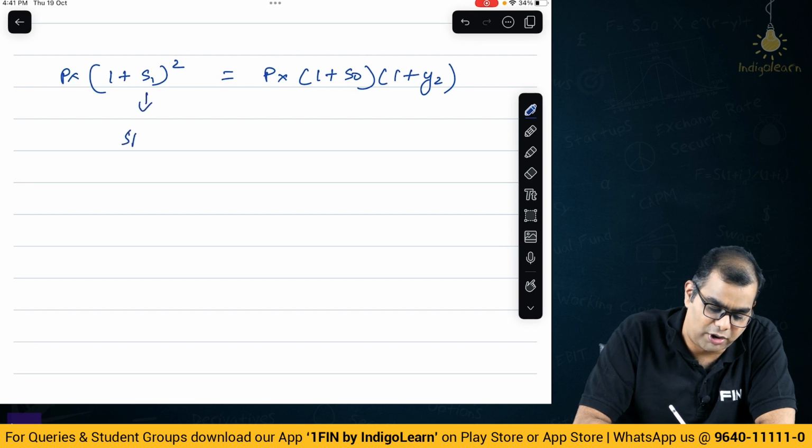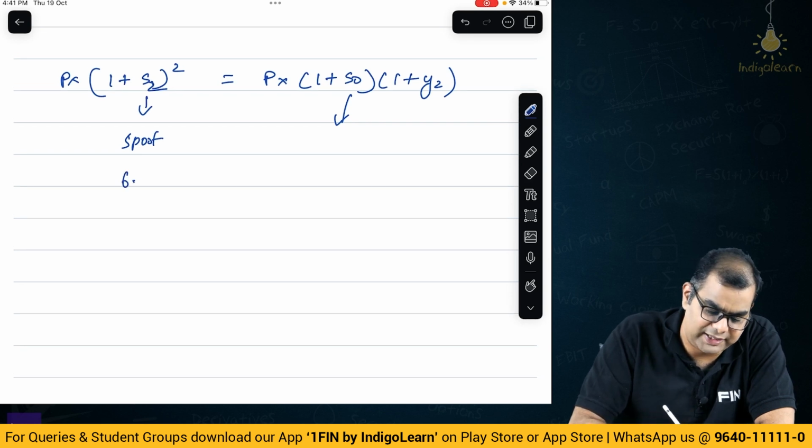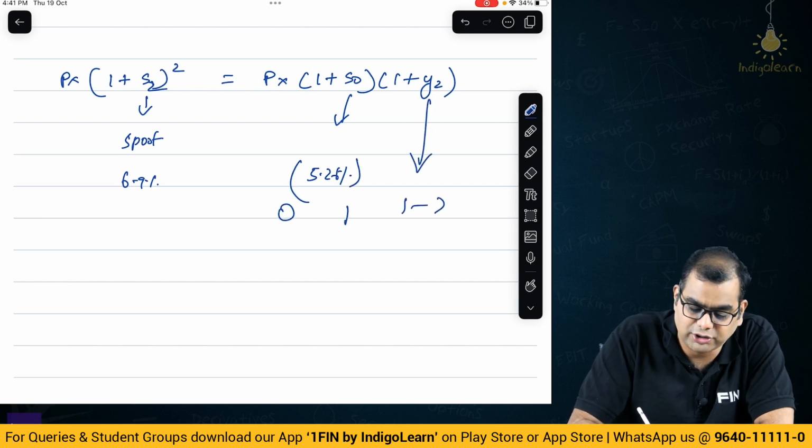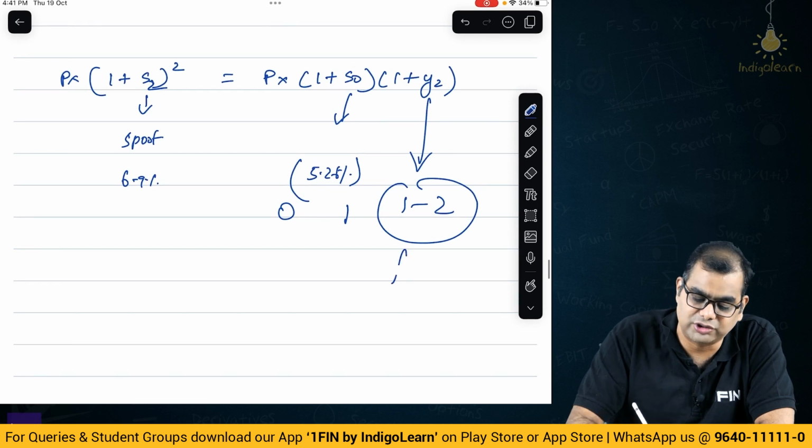Now, this S0 is the spot rate for 2 years. This is a 2-year rate, right, which we got as some 6.9% or something. Here, the first year is 5.26%. So, what is this rate for? This is 0 to 1, this is 1 to 2. So, what is this rate for 1 to 2? This is called the forward rate for year 1 to 2.